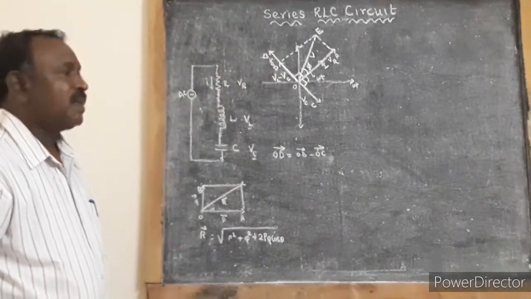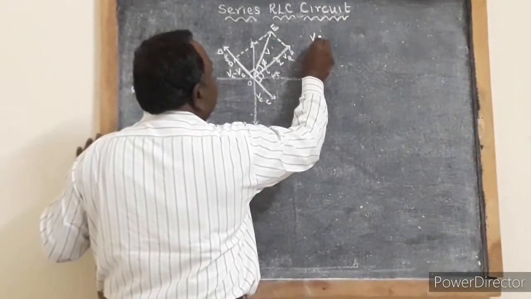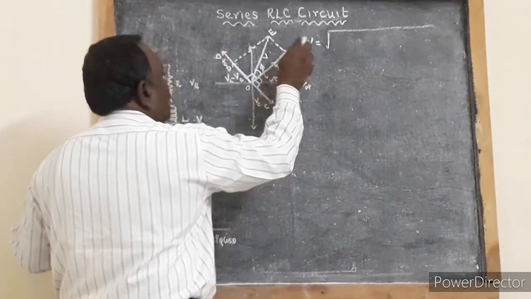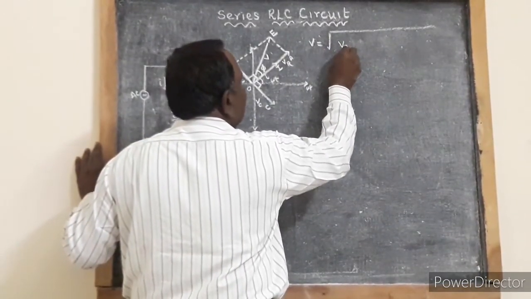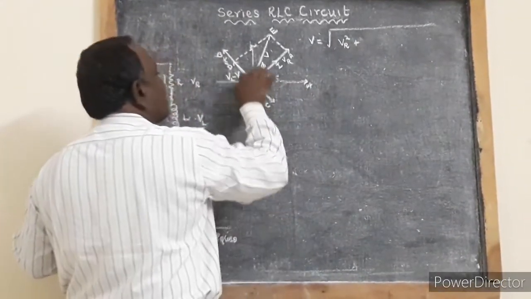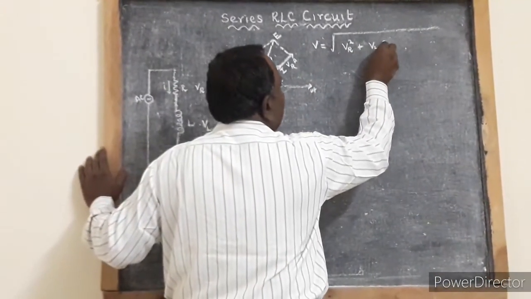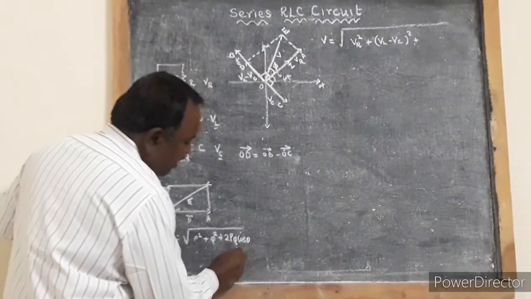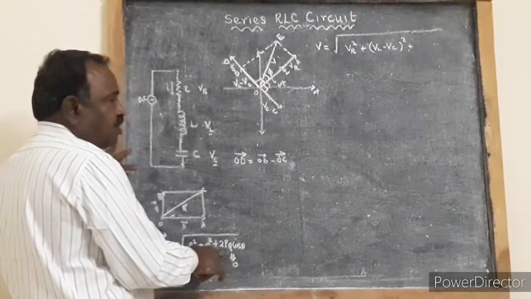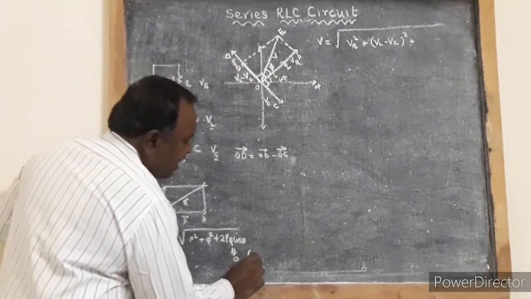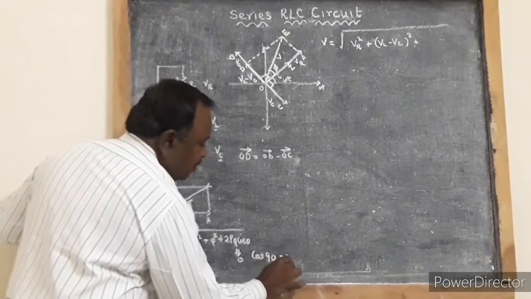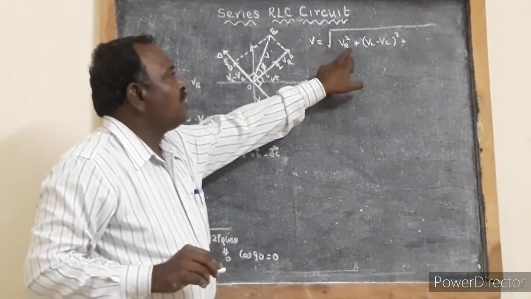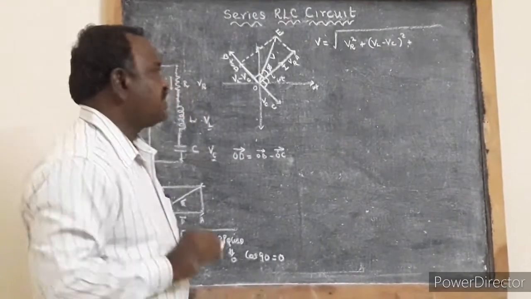Now we are going to apply it. When we apply it, the resultant vector is V. So V is equal to square root of OA square, that is VR square, plus OD square, that is VL minus VC the whole square, plus the third term, which will become 0 here. Why does it become 0? Because cos 90 is equal to 0. So the resultant vector V is equal to square root of VR square plus VL minus VC the whole square.